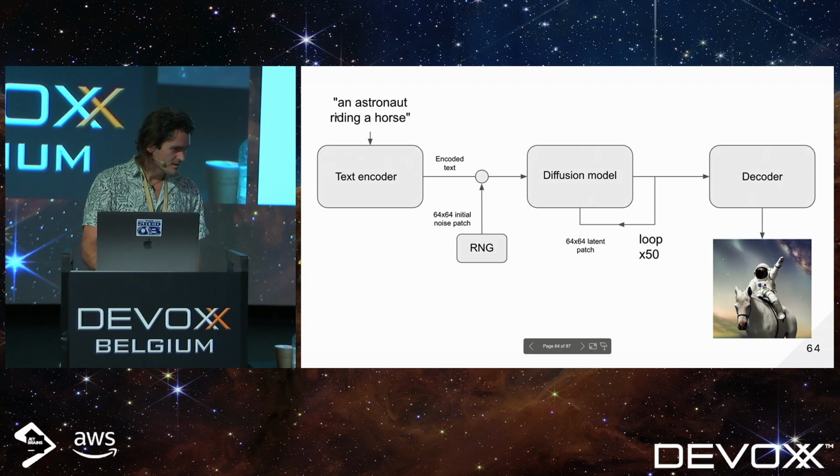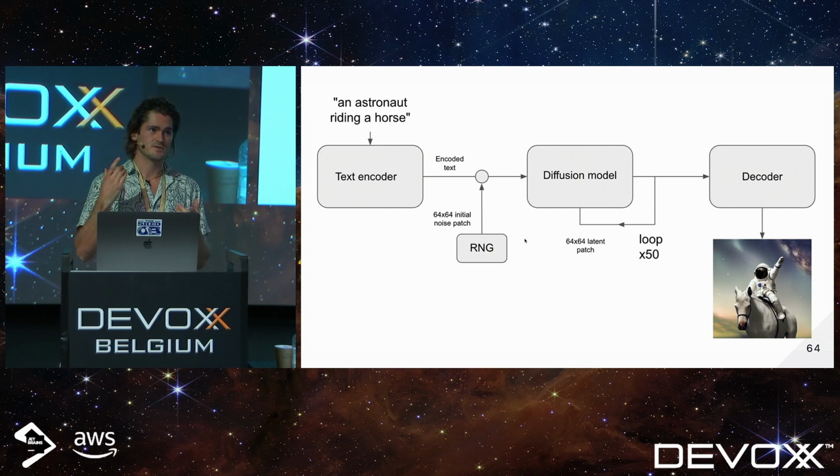So you have an astronaut riding a horse, which goes through our CLIP text encoder, and this is encoded to a vector. And then, by the way, this is just a random number generator that produces Gaussian noise, because diffusion models operate on noise. Then those go to the diffusion model, get looped through 50 times until it looks like something, and then go to the astronaut. Now you might notice there's something missing.